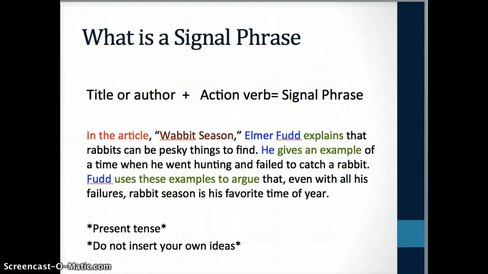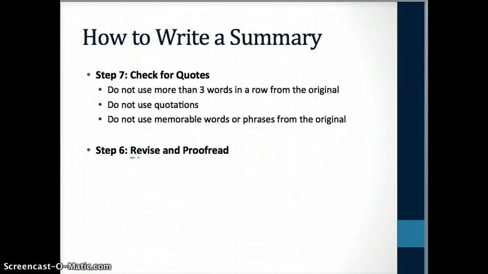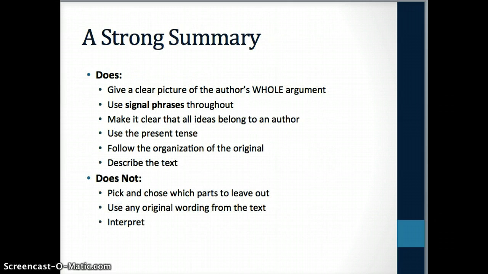Take a look. If you look back to our original example here, we all know that Elmer Fudd says wabbit with a W, but the author does what you're supposed to do in a summary and give an overview. So instead of replicating that really memorable word, they just simply use the word rabbit. Finally, step 8, revise, revise, revise, and proofread.